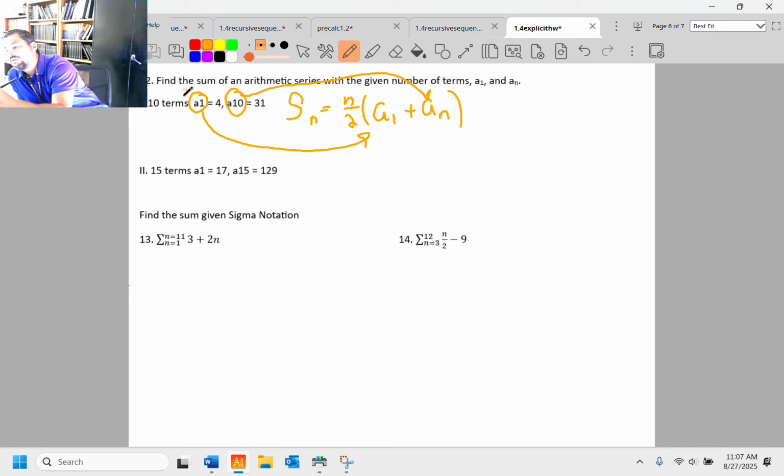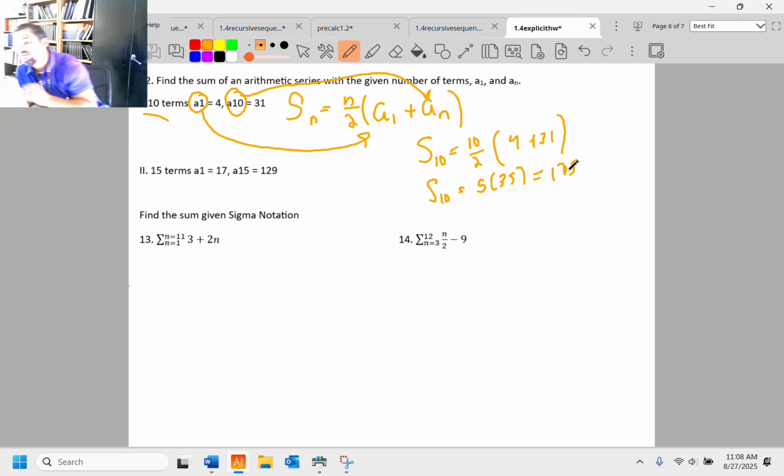Okay, so there are 10 terms. You're finding the sum of 10 things. It is going to be 10 over 2. First term is 4, last term is 31. And then you do some math, right? The sum of 10 things is going to be 5 times 35. 5 times 30 is 150. 5 times 5 is 25. You put them together, you get 175. Easy peasy lemon squeezy. I'm going to do a sigma notation one down for you.